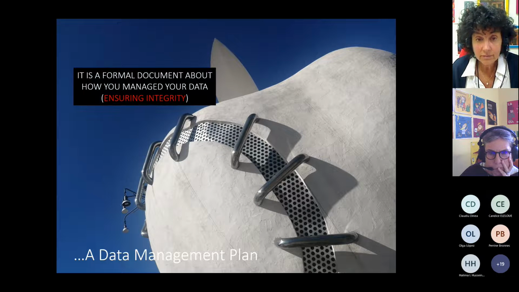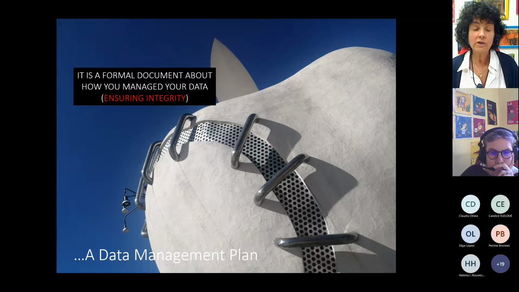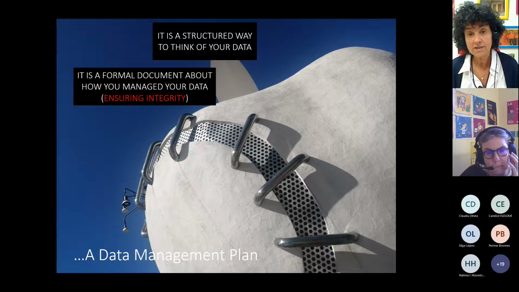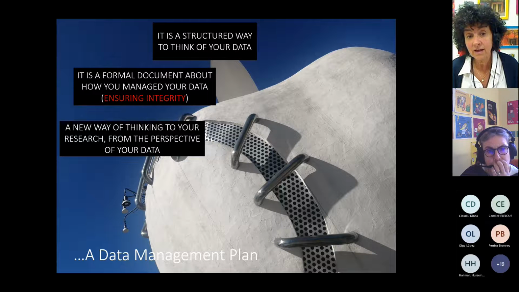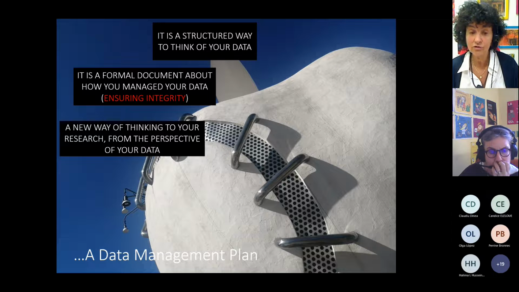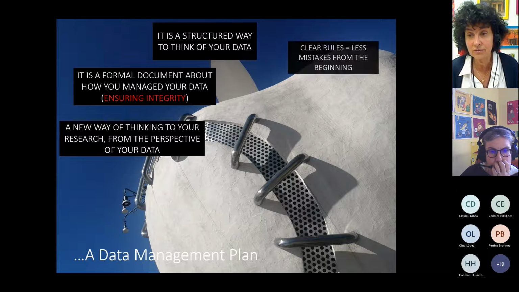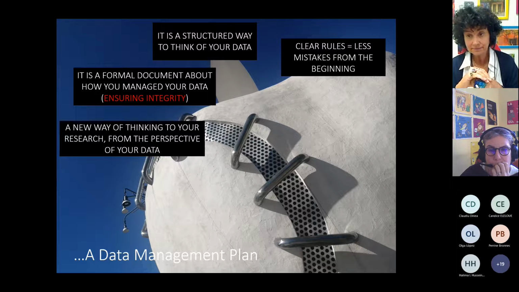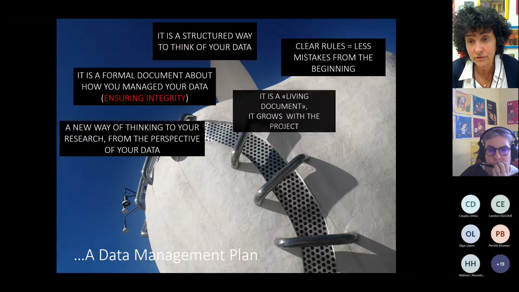Remember what a data management plan is. It's a formal document about how you manage your data, but it's also a way by which you ensure the integrity of your data. It's a structured way of thinking of your data, a new way of thinking about your research from the perspective of your data, which is not always easy. It's a powerful tool for yourself and for the research team, because if you set clear rules at the beginning, then you will have fewer mistakes during your research.